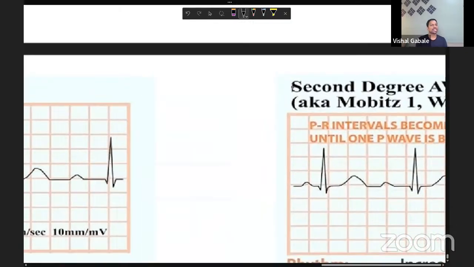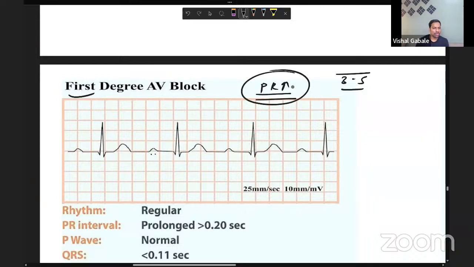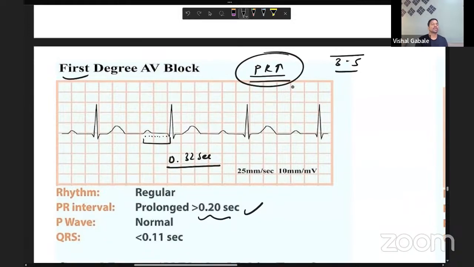Okay, so now with this chart, we'll quickly go through how we identify the first degree heart block. In first degree heart block, we will only see that the PR interval is prolonged. And what is the normal PR interval? 3 to 5 small boxes. Let's see how many small boxes are there: 1, 2, 3, 4, 5, 6, 7, 8, almost 8. So it is completely prolonged, right? Almost 8 boxes, so almost 0.32 seconds. The PR interval is prolonged more than 0.2 seconds, so definitely it's a first degree heart block. Okay, but QRS is narrow.